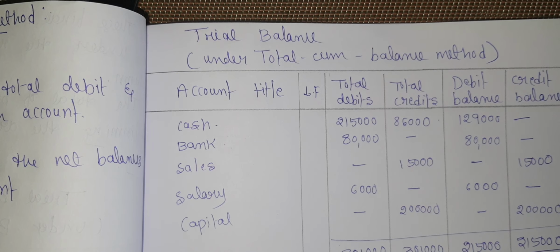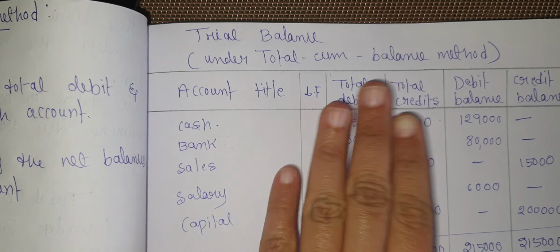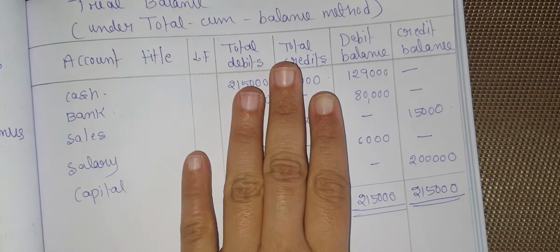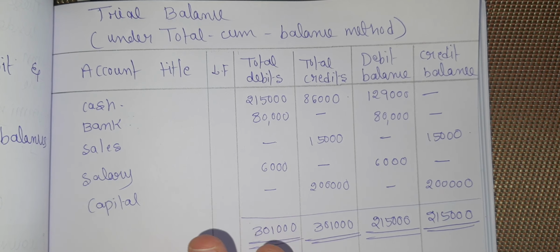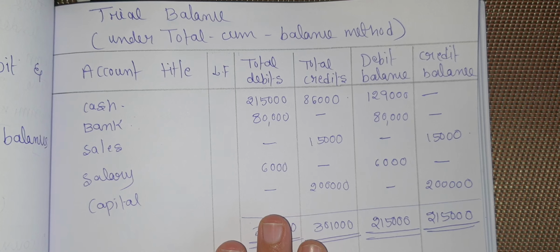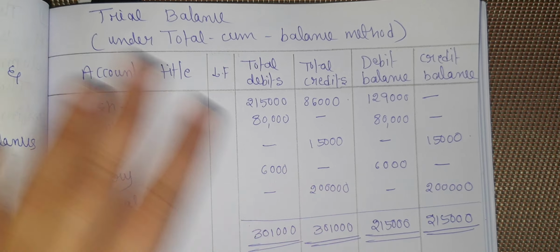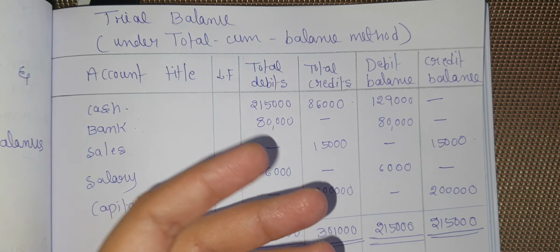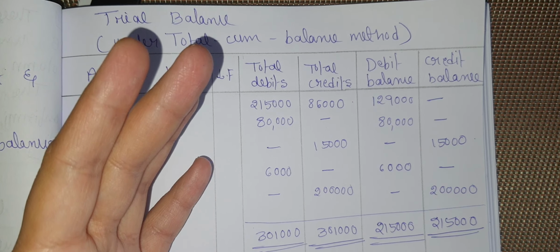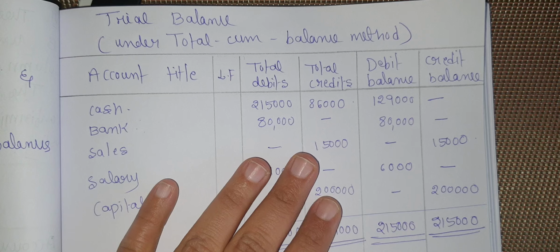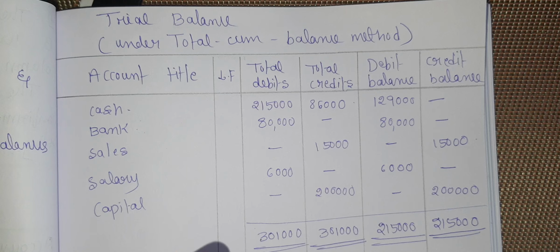But this method provides both transactions total and closing balance, making it a detailed way of checking ledger accuracy. But this method is rarely used in practice. Why? Because it is more time consuming than the balance method. In the total cum balance method, we have to check the total method also, and the balance method also. So it is time consuming.